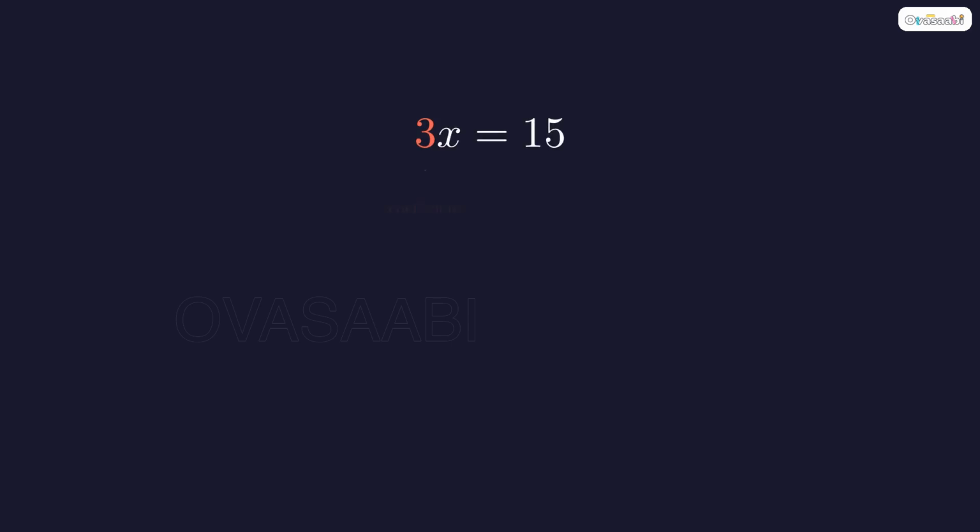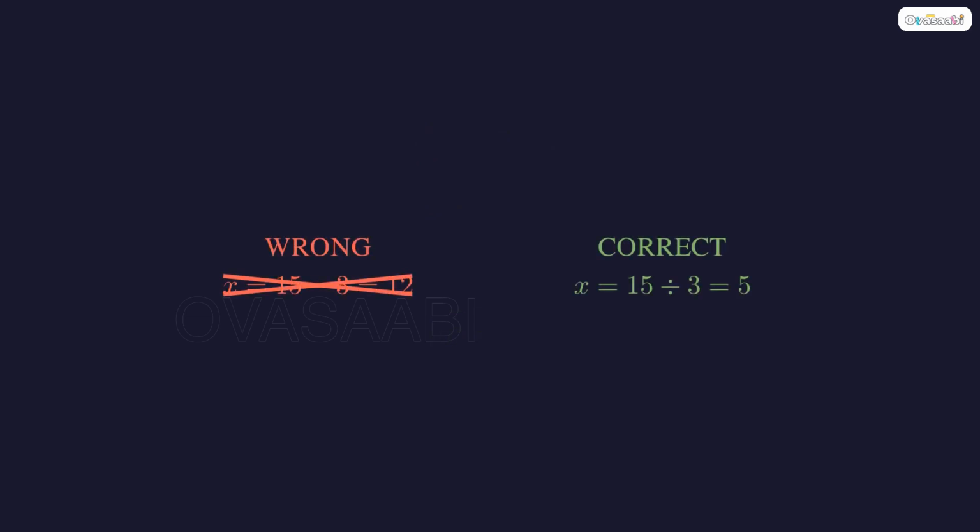Now 3 is multiplying x. The inverse is division. Divide both sides by 3. 15 divided by 3 gives us x equals 5. Check, 3 times 5 minus 4 equals 11. Correct. Common mistake. Many students subtract the coefficient instead of dividing.